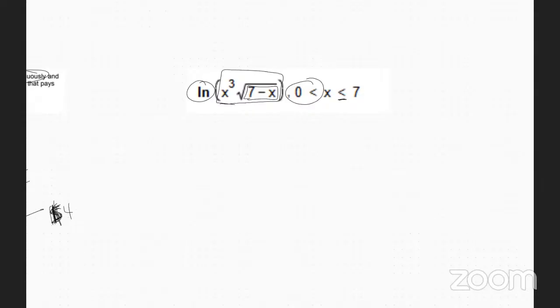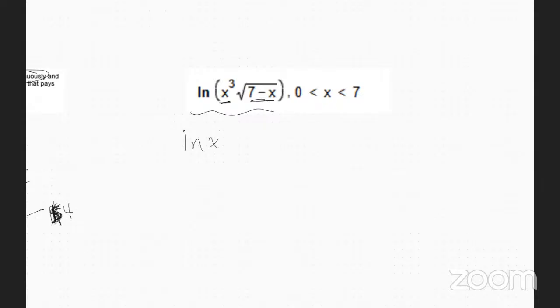So the question is, how do you write this as a sum or difference of logs? Okay. So you remember the log property that when you have the log of A times B, it's the log of A plus the log of B. So that's the first thing we do.